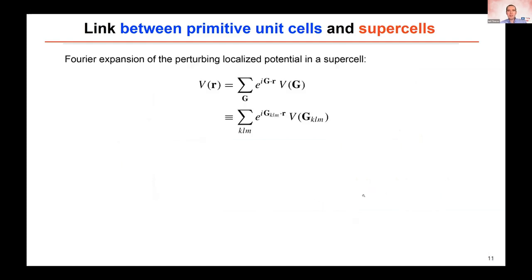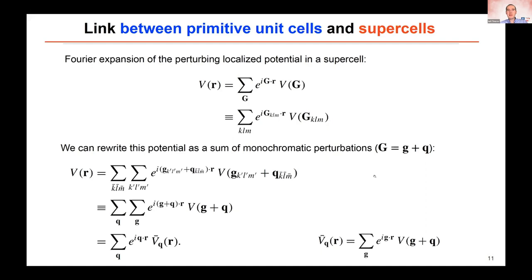And now this is the final slide about this aspect. Now we take the Fourier expansion of the perturbing localized potential in the supercell, V_R, and write it as the sum over reciprocal lattice vectors capital G, the phase factor exponential of iG·R, and the Fourier coefficients V of G. So this is the object written for the supercell. And then we can rewrite it a little bit in more detail, because we know that the G vectors depend on the indices k, l, m, so we write it a bit more accurately.